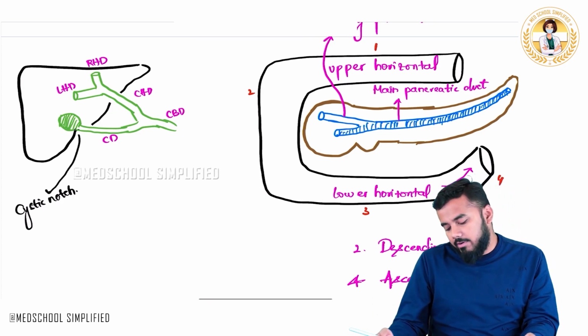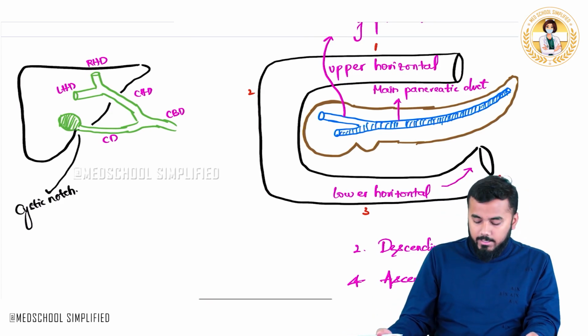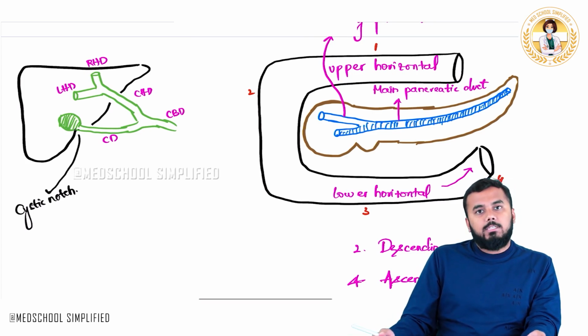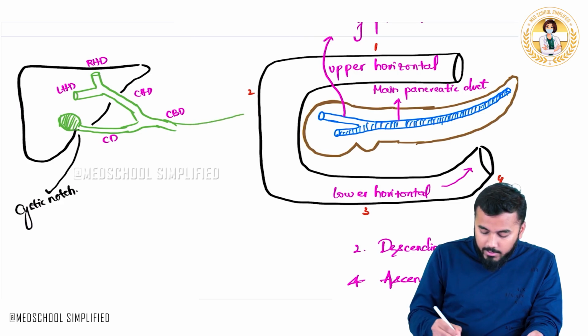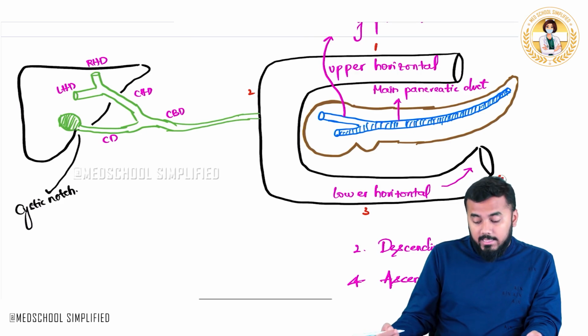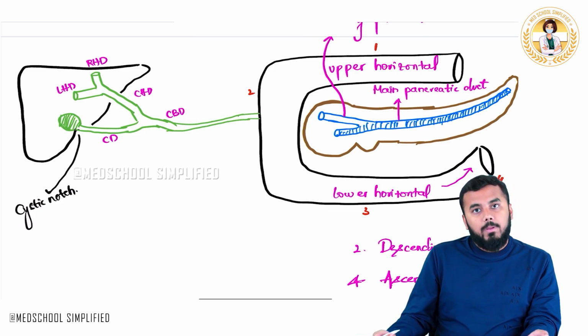Then what is that which you haven't shaded? That is your accessory pancreatic duct. Okay, now what's the next thing? The next important thing is that this common bile duct will come all the way here. It will go behind your duodenum, and this common bile duct will join with the main pancreatic duct.